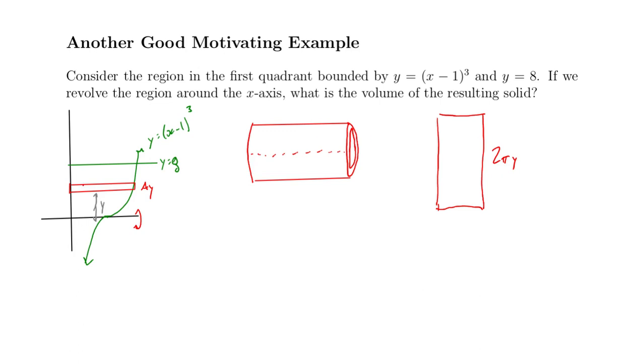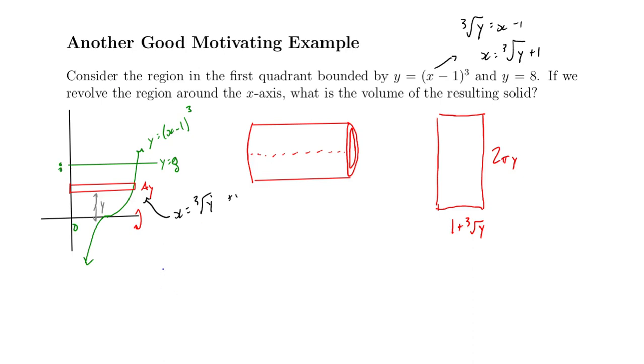And to find the width, we need an x value, and that's going to be this function inverted. So we've got the cube root of y equals x minus 1, or x equals the cube root of y plus 1. That's really what this green function is. So that is going to be our width. Our limits of integration are going to go from 0 up to this horizontal line at 8.